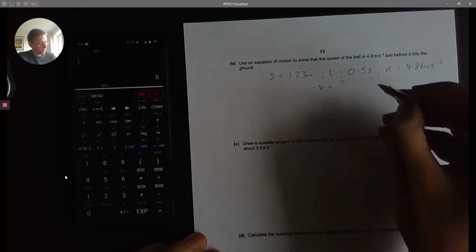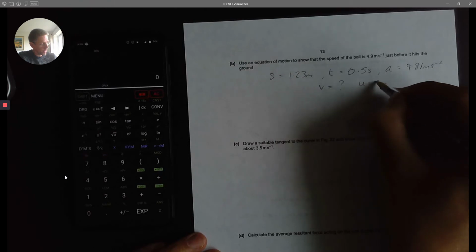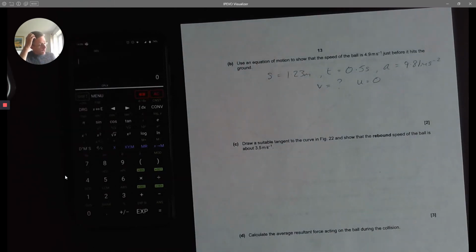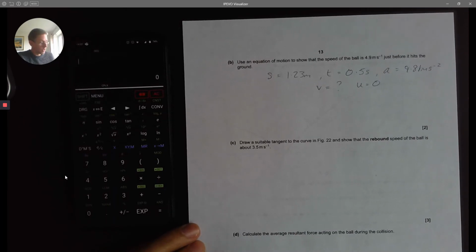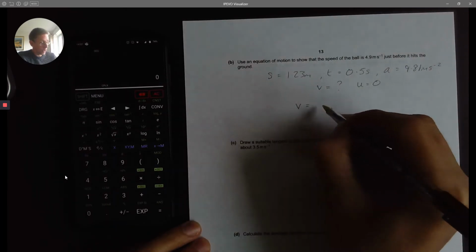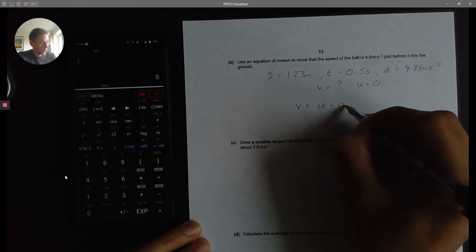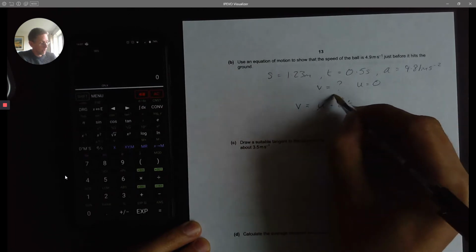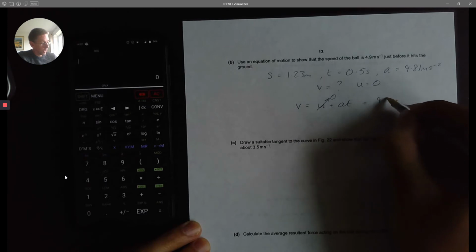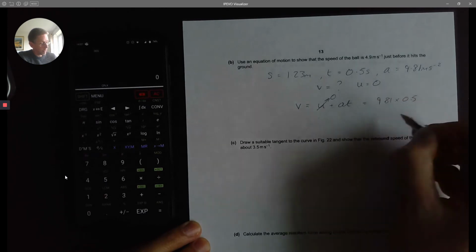I suppose if you want, you've got U as well, which starts off as 0. So you've got the full suite apart from V, which means you can use any equation of motion, so you might as well go with the one that gets you the answer quickest, which is V equals U plus AT. U is 0, and so we've just got 9.81 times 0.5, which gives us our 4.9.